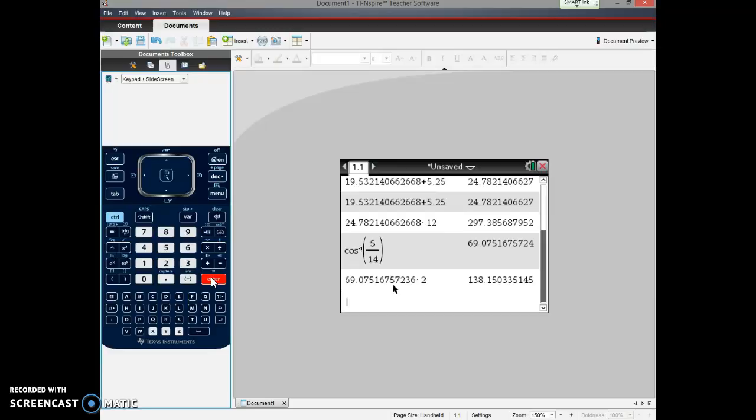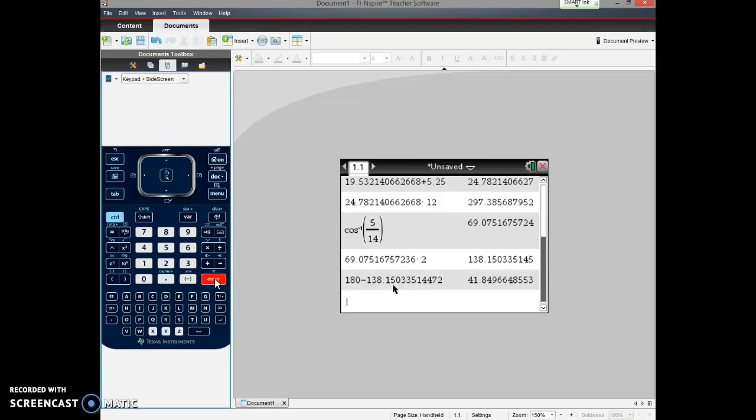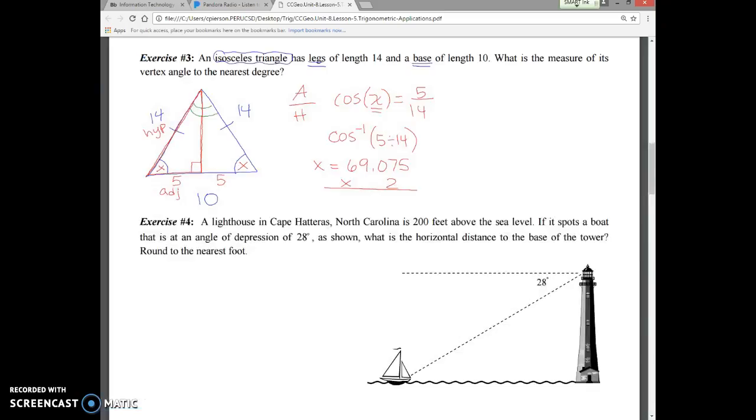When you take 180 for that large triangle and you subtract the 138, you are left with 41.849 degrees. So we take the answer that we got in our calculator, and we subtracted from 180, and we got just about 42 degrees because it says round to the nearest degree. So that's the vertex.